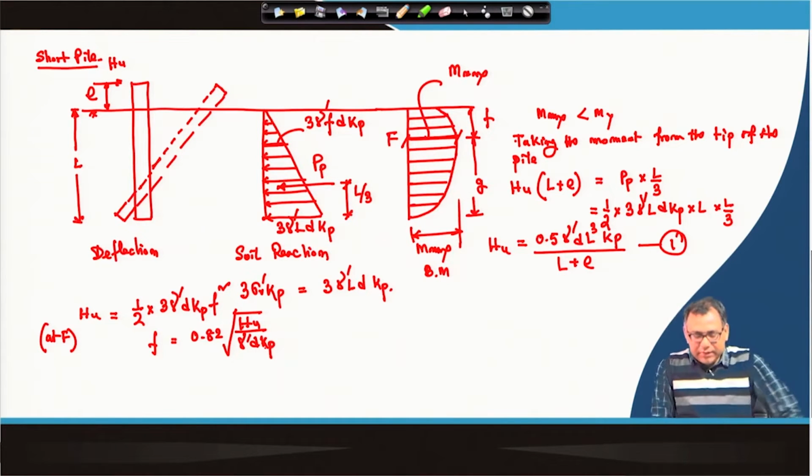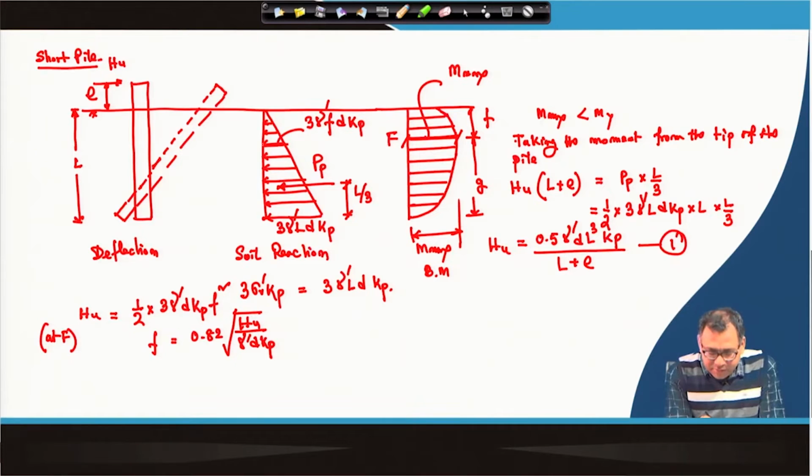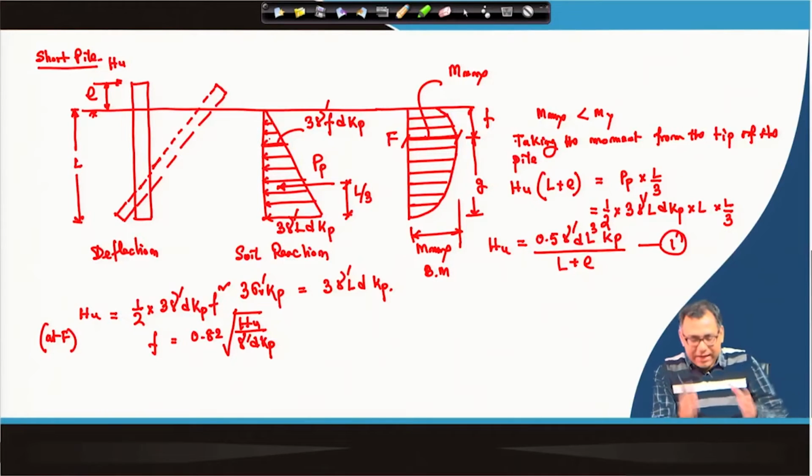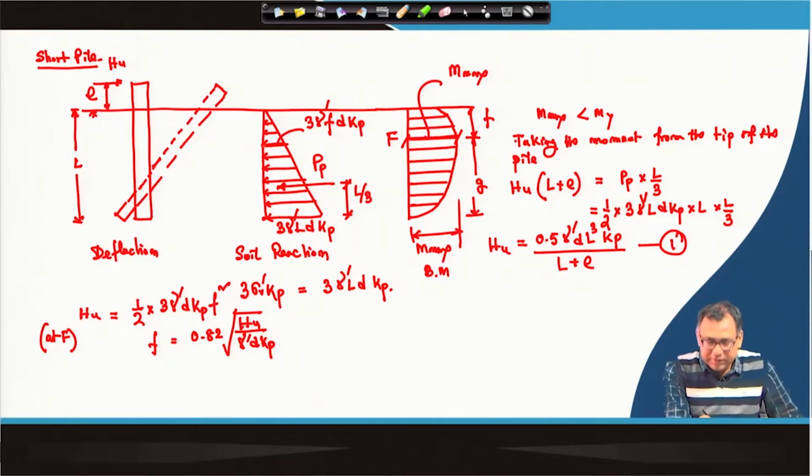Because in this case we balance the forces with respect to F, and this H u is acting in this direction and the passive force is acting in this direction. So, once we get the H u, we can get the F value where the maximum moment is acting. So, this is my second equation.